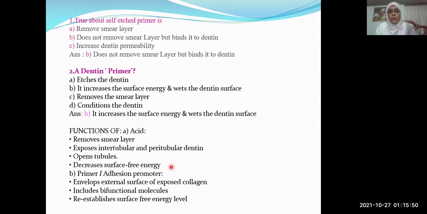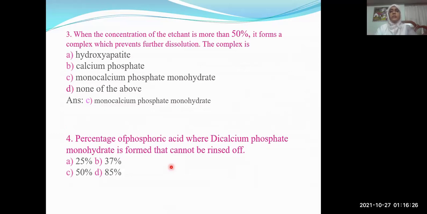And then a dentin primer. The main function of primer is that it increases the surface energy and wets the dentin surface. So that's the answer, because the main function of primer, I told you, is it envelopes the external surface of collagen, and then it remineralizes the collagen, and then increases the surface energy. Whereas the acid is just the opposite. It removes the smear layer, exposes intertubular and peritubular dentin, decreases the surface energy, and shrinks the collagen. So primer is just the vice versa. So answer is B.